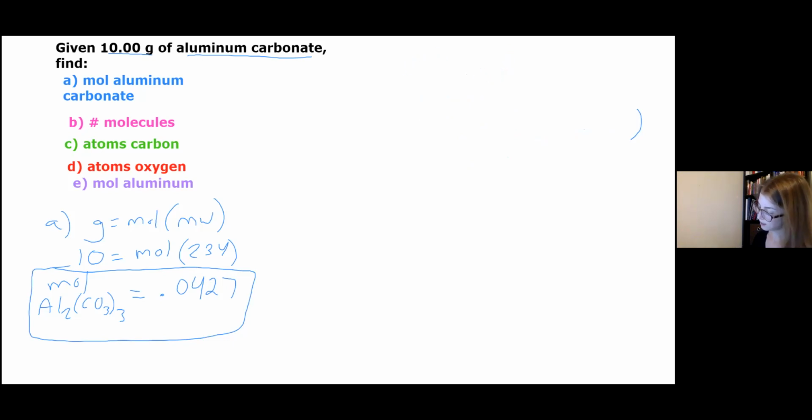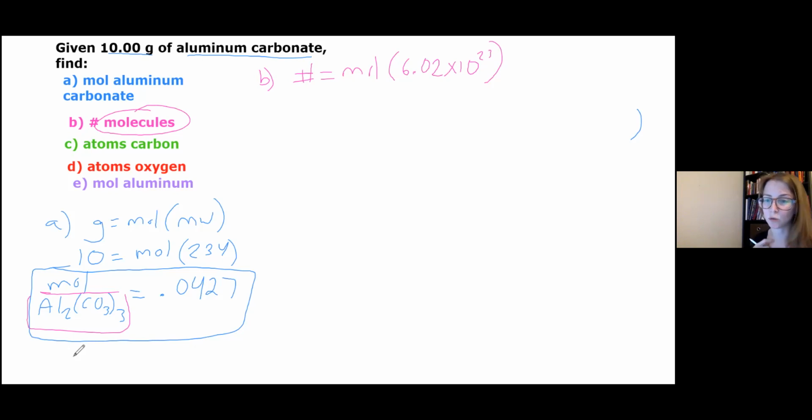Now, part B, they're asking for the number of molecules. So for part B, just the fact that they're asking for molecules tells me that we can use the number formula. Number equals moles times Avogadro's number, 6.02 times 10 to the 23rd. When they say molecules, the word molecules always means the whole compound, not just a singular element. That's when we would use the word atoms.